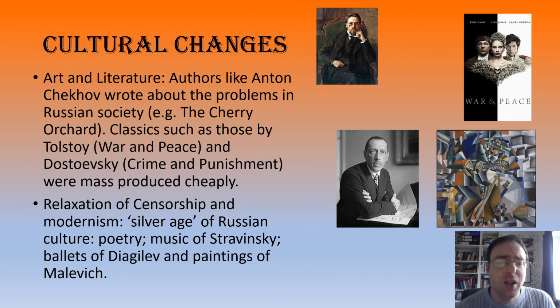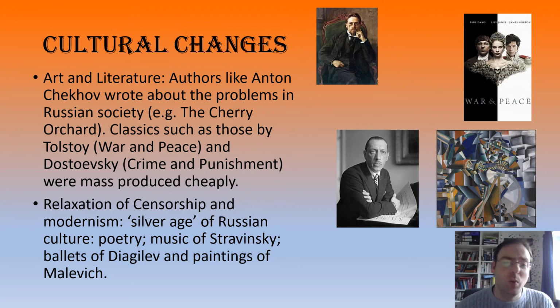There was some fairly significant stuff going on in terms of art and literature. So we've got key authors like Chekhov, who wrote about the problems in Russian society, for example, The Cherry Orchard and The Seagull. There's a picture of him sat in that lovely looking green chair at the top. That's Chekhov.